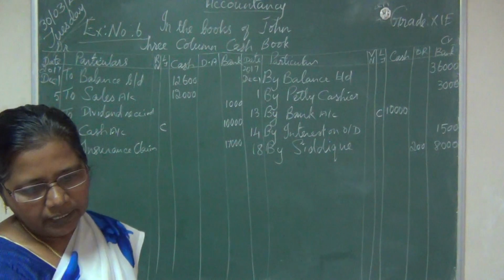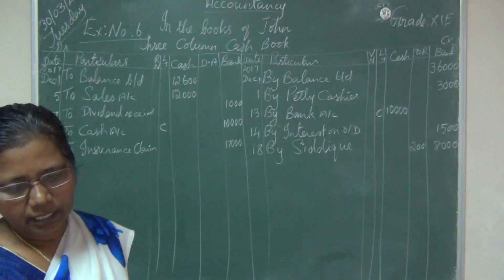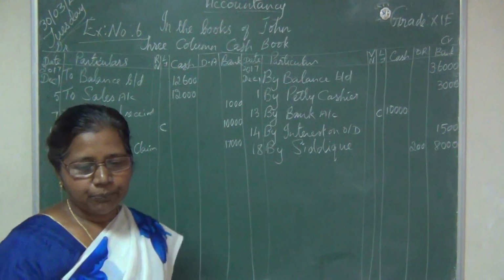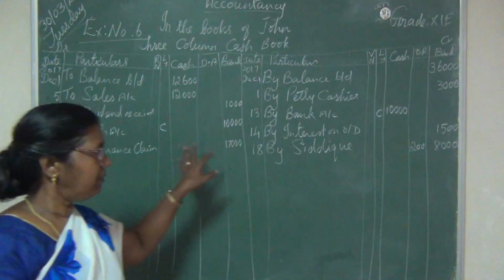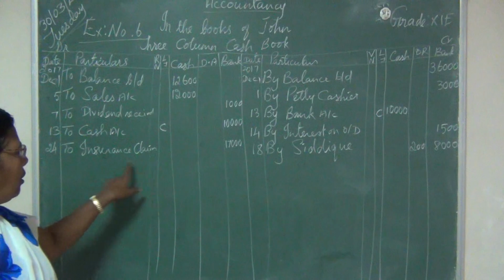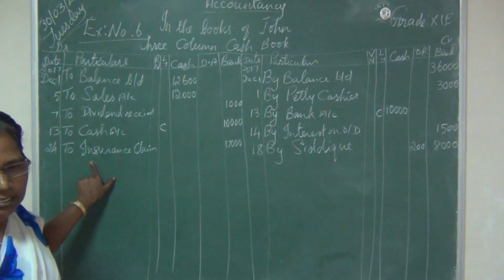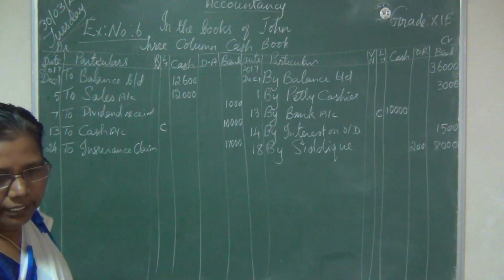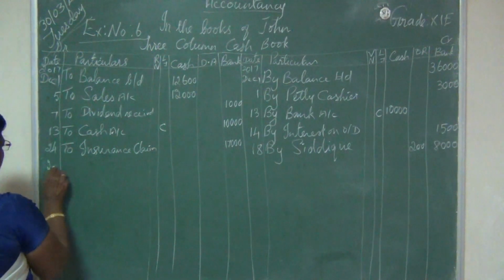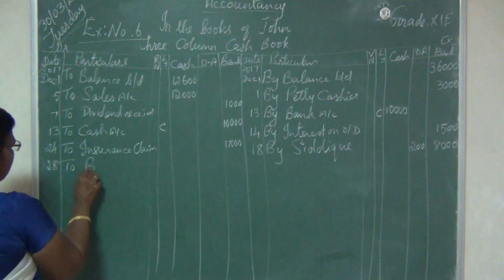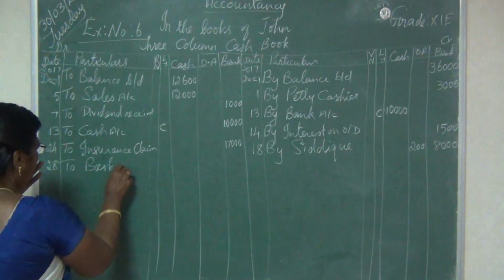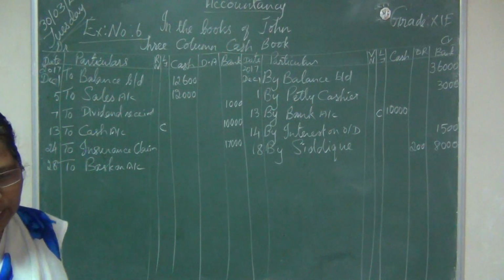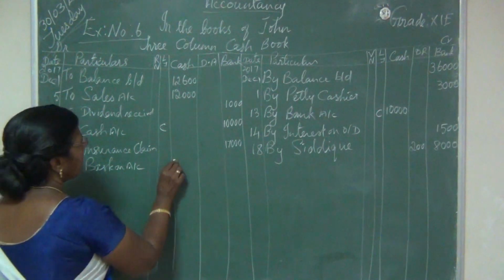Next one, cash received from Bhaskar and discount we allowed to him 150. Okay, so this one is received, and we receive it as cash. So cash account debit to Bhaskar. Who is giving that amount? Bhaskar. The date is 28. Bhaskar account. Cash we receive, so enter in the cash column 15,000.